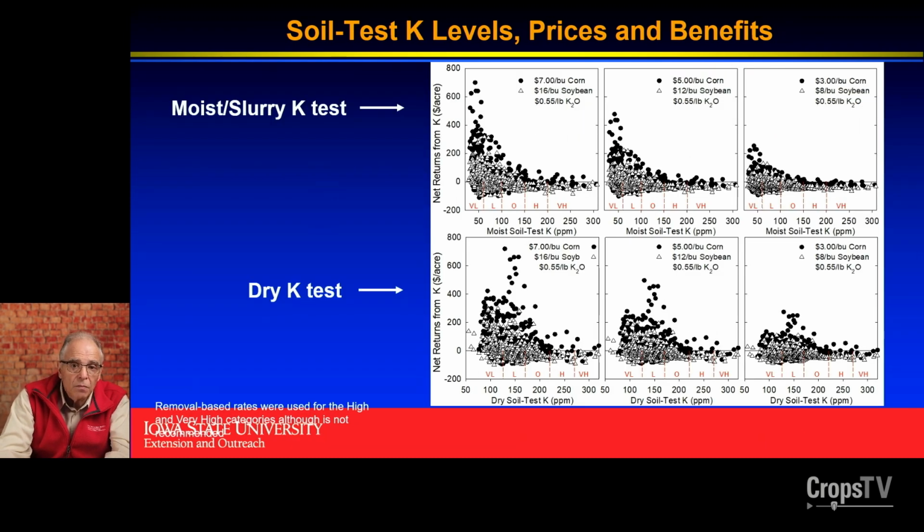This is the same calculations for potassium, and we have the moist or slurry K-test in the top 3 graphs, and then the dry K-test in the bottom 3 graphs. I mean, you don't need to be a PhD to see that obviously the moist test is better. The dry test is good only to tell you if you have a large deficiency that you need to apply, or if you have very high and you don't have to. But if you want to fine-tune the management and you want to make the most profits possible, you cannot use this method. Okay, you have to use the moist test that is in the top.